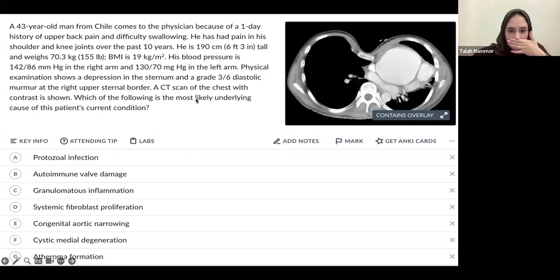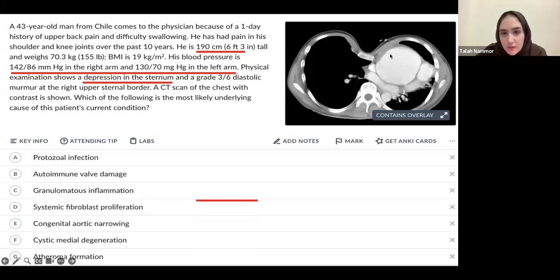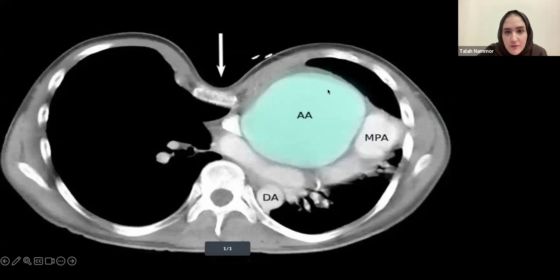F, different pulses on both sides. Okay. Marfan, exactly. So he's really, really tall, okay? And then there are discrepancies, different pulses on both sides, and depression in the sternum, you can see it in here. Wait, let's go to the image. And we have a murmur. So you can see in here, we have the pectus excavatum. So pectus excavatum is part of Marfan syndrome.